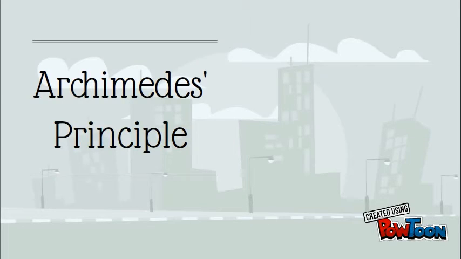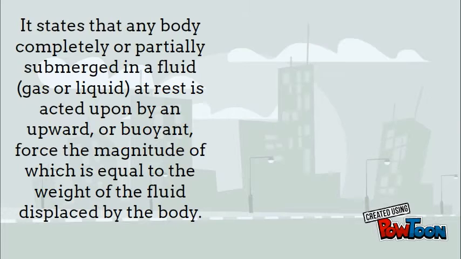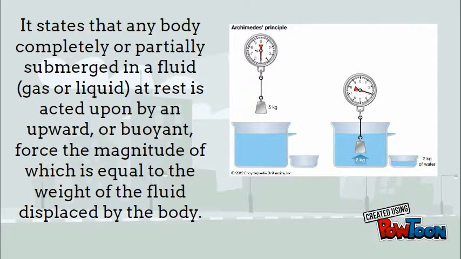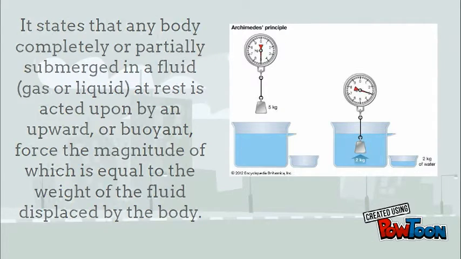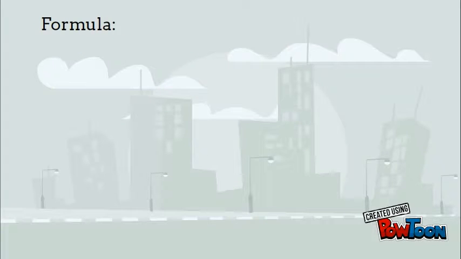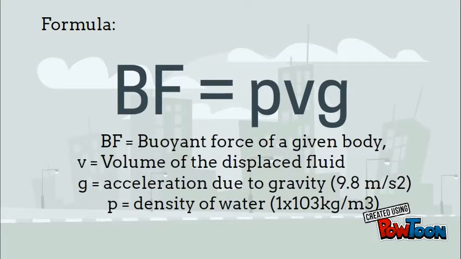Let's now discuss Archimedes' principle. It states that any body completely or partially submerged in a fluid at rest is acted upon by an upward, or buoyant, force. The magnitude is equal to the weight of the fluid displaced by the body. The formula is: buoyant force is equal to the density of the fluid times the volume of the displaced fluid times the acceleration due to gravity, or 9.8 meters per second squared.